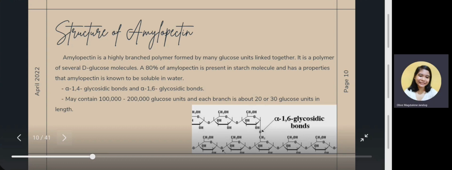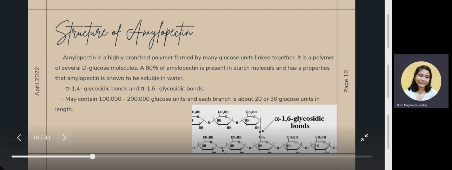Amylopectin is a highly branched polymer formed by many glucose units linked together. It is a polymer of several D-glucose molecules. And 80% of amylopectin is present in the starch molecule, and amylopectin is known to be soluble in water. Amylopectin molecules are linked by alpha 1,4 glycosidic bonds between two glucose units in the straight chain and alpha 1,6 glycosidic bonds at the branching.